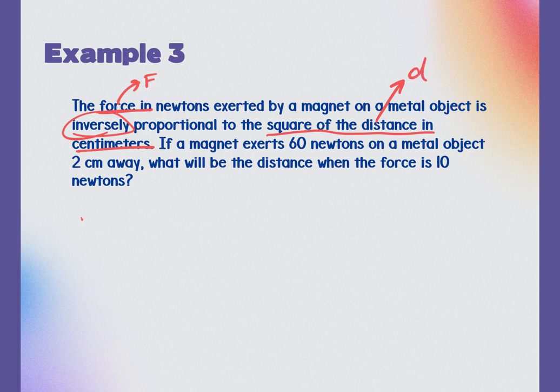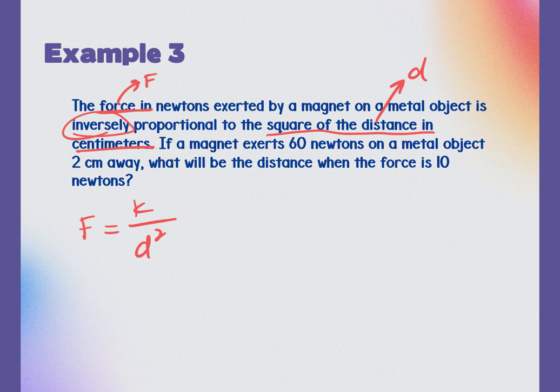And it says force is inversely proportional, which means the k goes on top. But it doesn't just say it's inversely proportional to the distance. It says what? The square of the distance. So what are you going to do to d? Square it. So that's our model. We just set up F equals k over d squared.